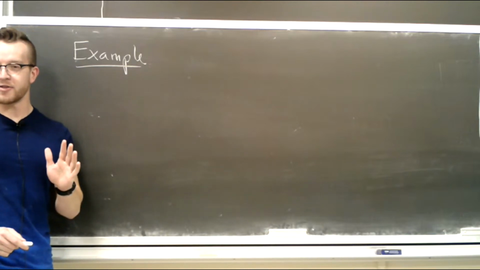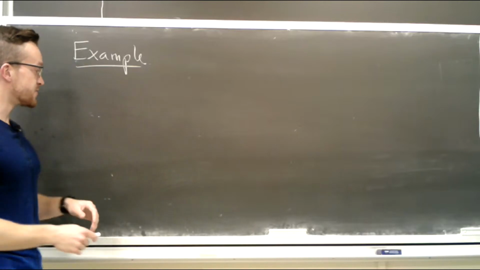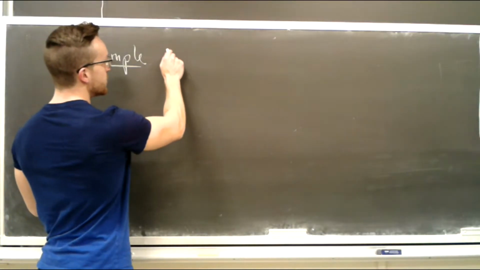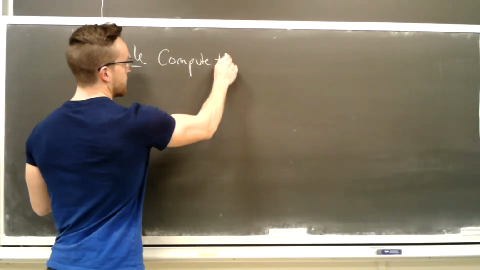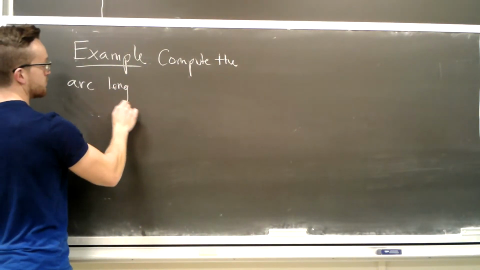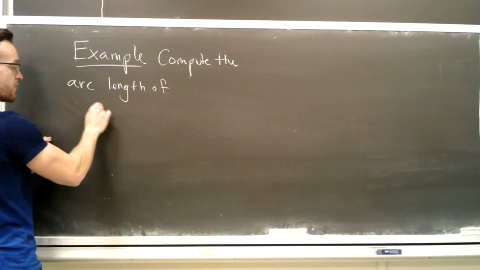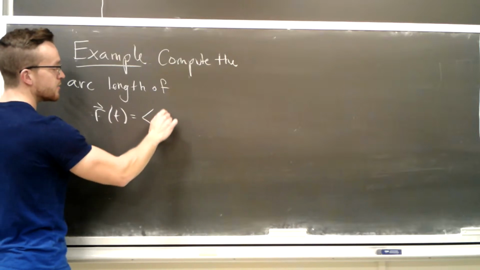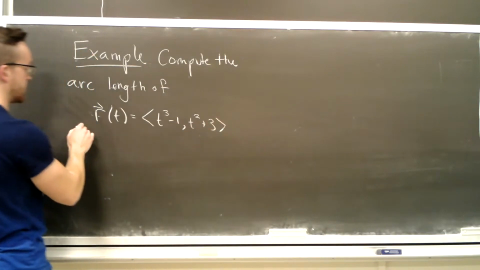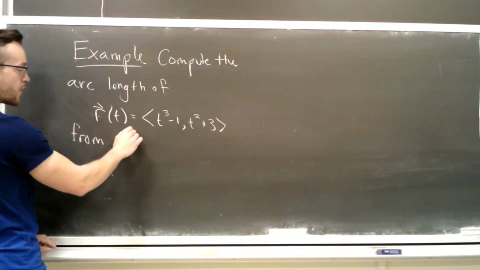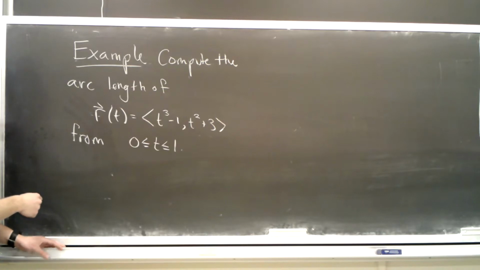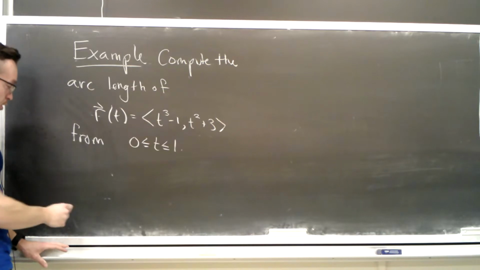One thing that we definitely all need to be able to do is compute arc length. The kind of example that we'll start with is: here's a curve, and I want to compute the arc length of the parametric curve given by t cubed minus 1 and t squared plus 3, from t equals 0 to 1. Let's do that. Okay, so what do we do?